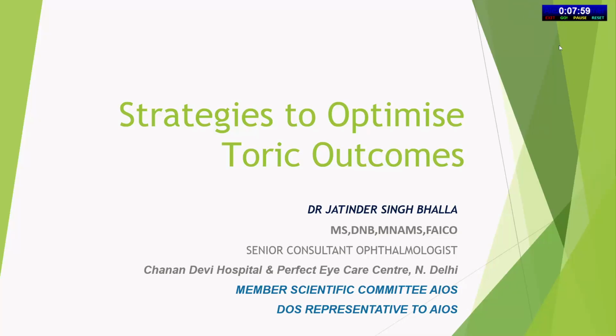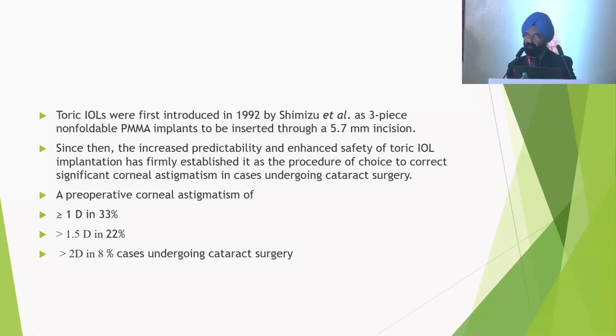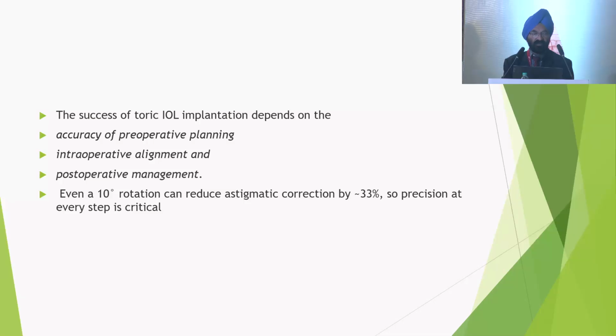I'm going to talk about strategies to optimize toric outcomes. We all know that in patients undergoing cataract surgery, there is preoperative corneal astigmatism of more than 1 diopter in 33%, more than 1.5 in 22%, and more than 2 in 8% of cases undergoing cataract surgery. And the success of toric IOL implantation depends on accuracy of preoperative planning, intraoperative alignment, and postoperative management.